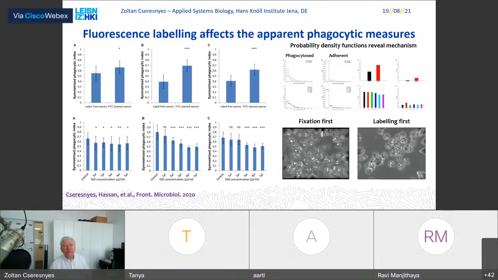If you have more than one infecting agent, then you have to somehow be able to identify them separately, either based on their shape or with fluorescence labeling. So we do work, for example, with co-infection of fungi and viruses, or bacteria and viruses, especially the latter.